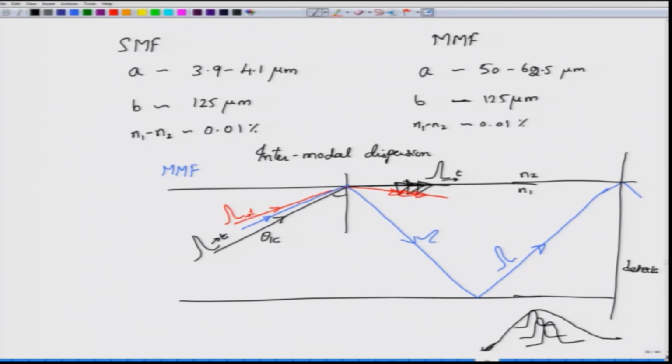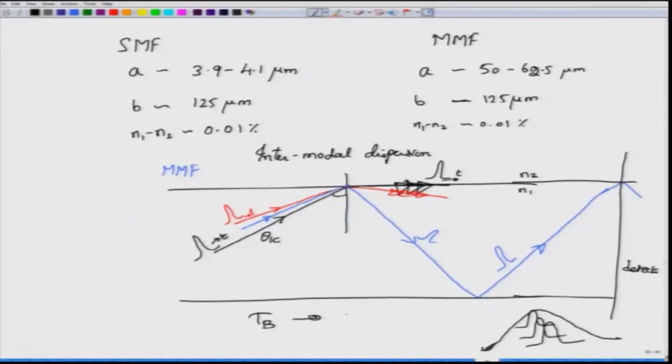If you imagine each pulse carrying information at a certain rate, so that is one pulse every TB seconds, let us say, having a bit rate of 1 by TB, or bit rate of RB, then you have a constraint on how quickly you can transmit these pulses. When you transmit a pulse over a duration TB, the pulse duration can actually increase because of intermodal dispersion, and that can limit the rate at which you are transmitting information.